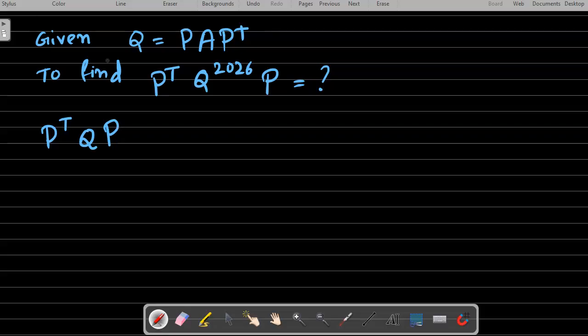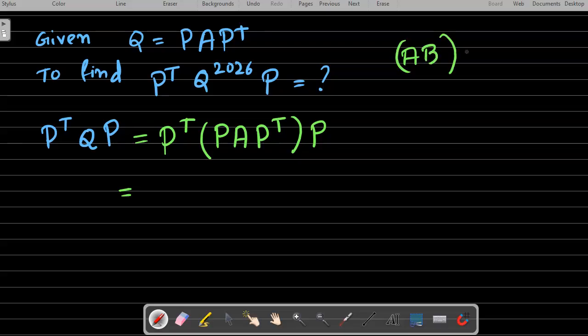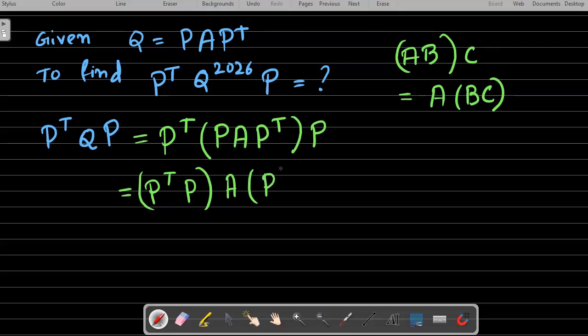So here it is P transpose. What is Q? Q is P A P transpose. It is multiplied by P. Now you know that matrix multiplication is associative, that is AB multiplied by C, you can write this as A multiplied by BC. Since matrix multiplication is associative, therefore we can write this as P transpose P multiplied by A, and here also with associativity P transpose P.